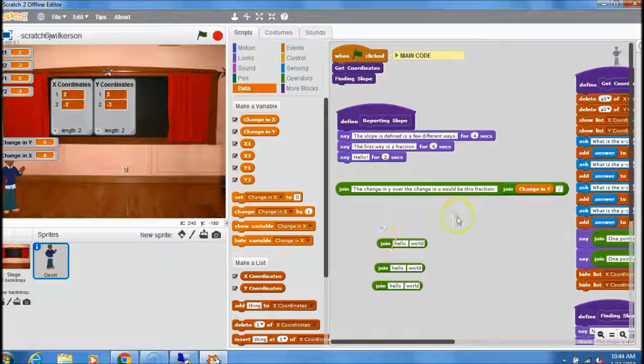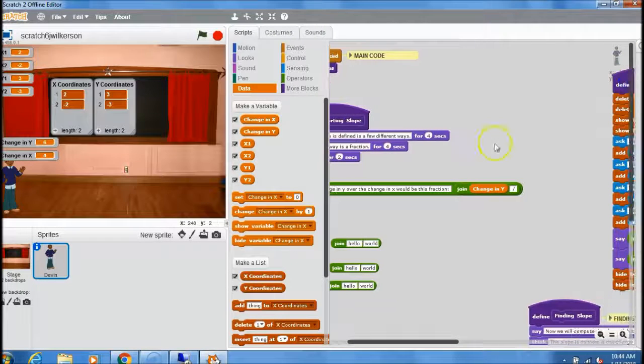Oops. I always forget this part. Let's move that over. Okay. I have to use these joins. Here I'm going to put space slash space, change in x. That is going to give us that fraction.